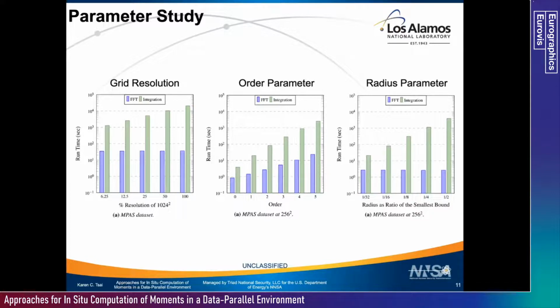Now, the radius is used to build a stencil for the pattern matching, and as expected, the FFT approach does not get affected by the radius size, just like the grid resolution parameter.